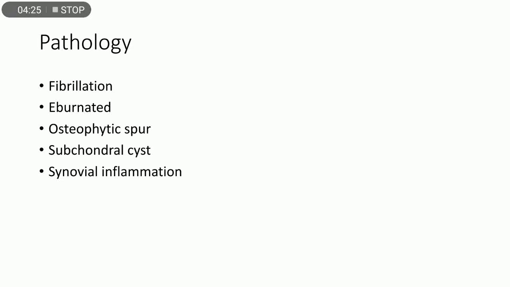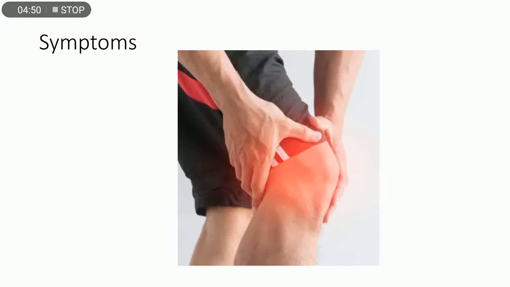So the periphery alone, which does not have the pressure, is going to have the osteophytic growth, whereas the central part, which is in direct opposition with the edges of the bone, does not have this particular osteophytic growth. And then subchondral cyst also occurs in a similar way. Synovial inflammation occurs following the osteoarthritis.